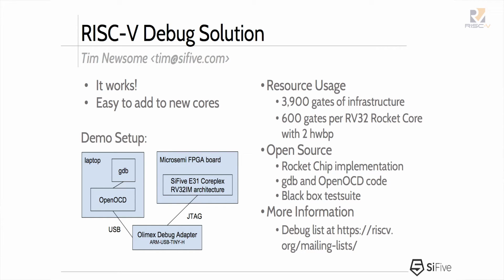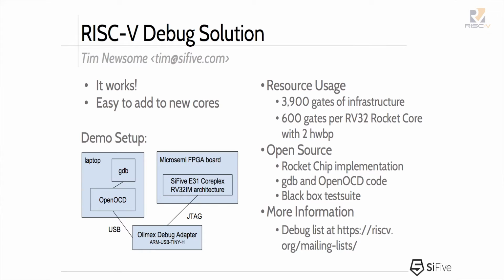In January at the workshop, I presented a debug spec, and I promised an implementation. I'm going to demo the implementation. This debug is just run control. It doesn't include any trace like Wei was demoing. So basically, I'm going to show you can GDB, you can download code, you can run it, you can set breakpoints, change registers, look at memory, all that stuff.